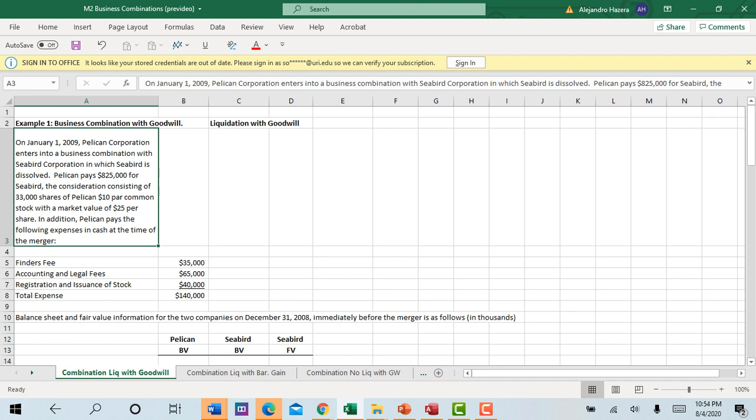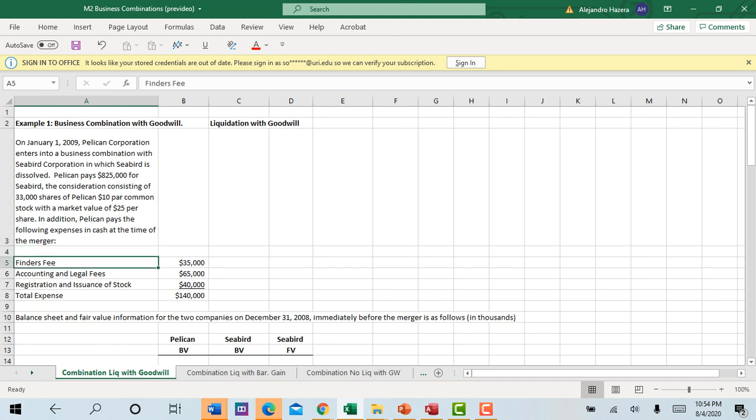Pelican pays $825,000 for Seabird. The consideration consisting of 33,000 shares of Pelican $10 par common stock with a market value of 25. Okay, and so they're acquiring 100% stock of Seabird Corporation, and Pelican pays $825,000 for this company. If you take 33,000 times 25 per share, you'll get $825,000. In addition, there are some costs of the merger, and they total $140,000. Well, I'll show you how to handle those costs later on in the video. But we're going to expense all those as part of the acquisition. Those will all be expensed.